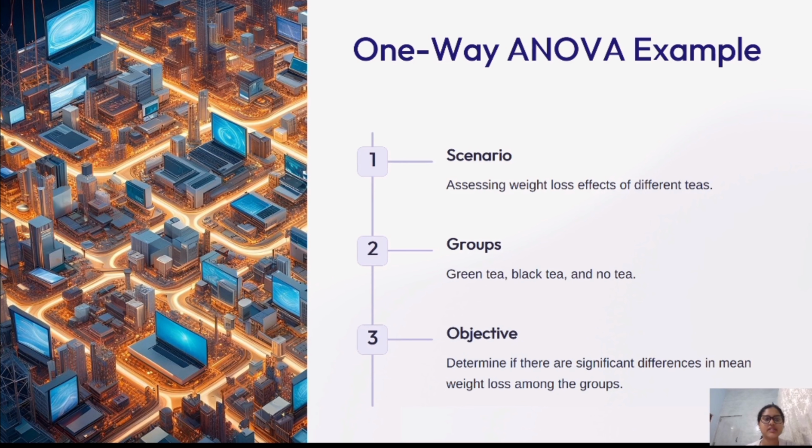Objective. Our objective is to determine if there are significant differences in the average weight loss among these groups. If there is a difference, it could suggest that the type of tea consumed influences weight loss. We are using a one-way ANOVA test here because we want to compare the means of more than two independent groups to see if there are statistically significant differences.